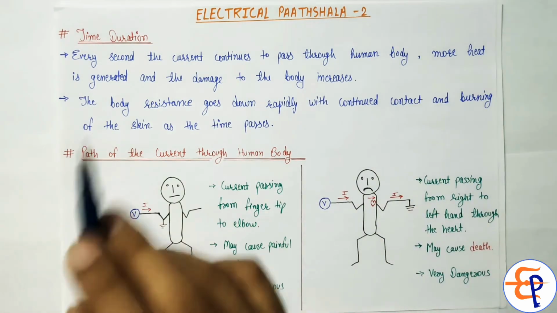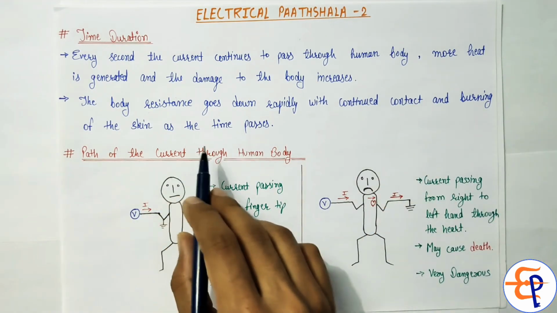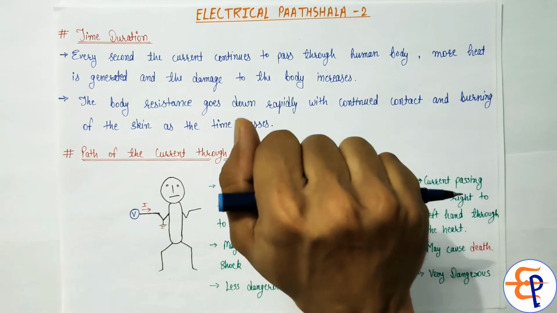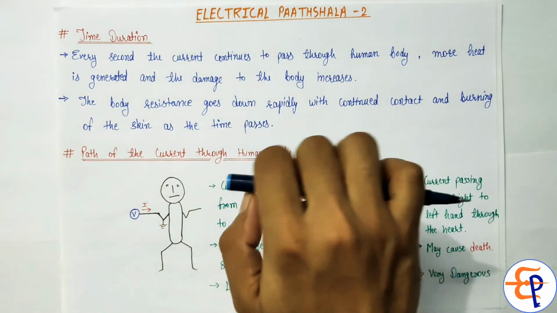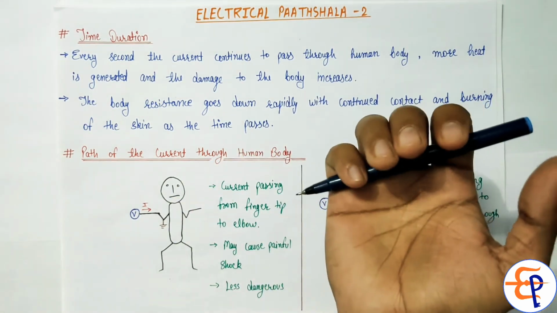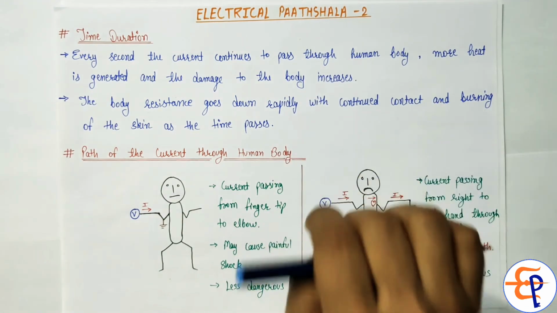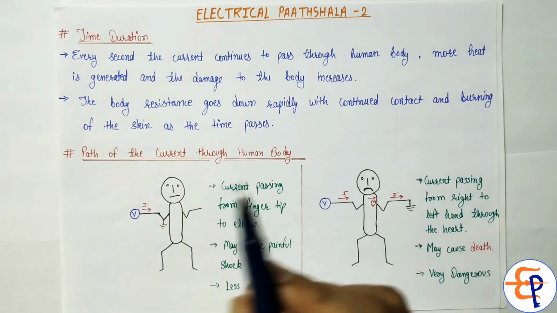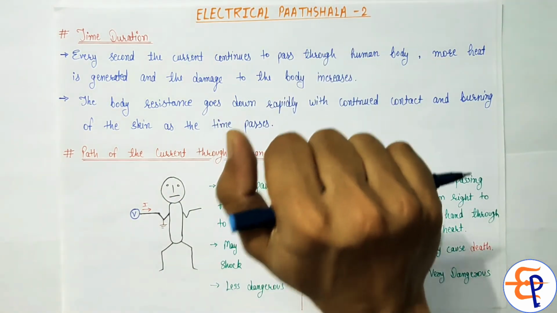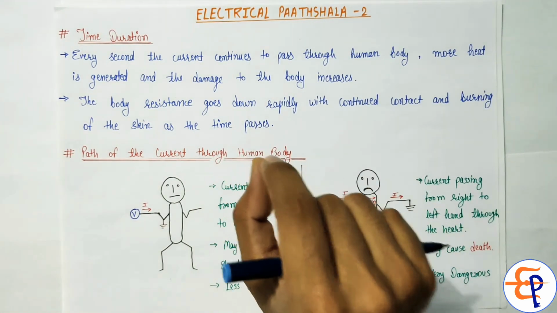Also guys, the second thing is that the body resistance goes down rapidly with continued contact and burning of the skin as time passes. Because if I am in continued contact with the current carrying conductor, heat will be generated and the damage to my body will increase. And also the skin resistance or body resistance goes down rapidly with continued contact because of sweating and burning away of the skin. Therefore, it is very important to detach a person who is being subjected to electric shock from the current carrying conductor as soon as possible to minimize the effect of the electric shock.